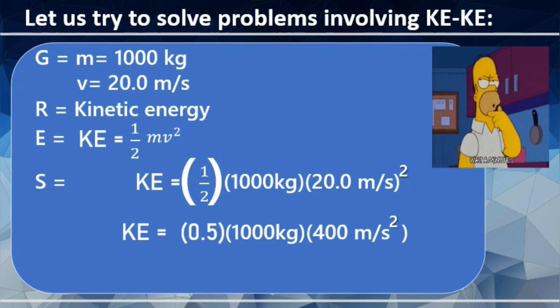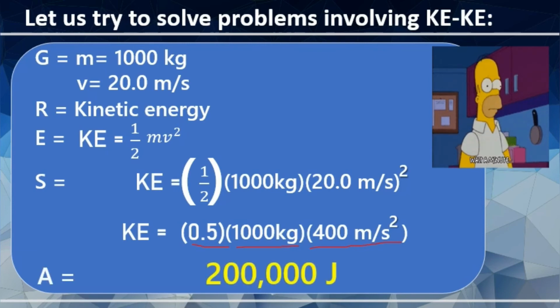Okay? Now, let us multiply all of them to get the final answer. So, KE equals 0.5 and then multiply by 1000 kilogram and then again multiply by 400 meter per second squared. So, the answer will be, correct, that is 200,000 joules. Do we have the same answer in your calculator? If that's so, correct. You are correct. Okay? So, let's proceed.